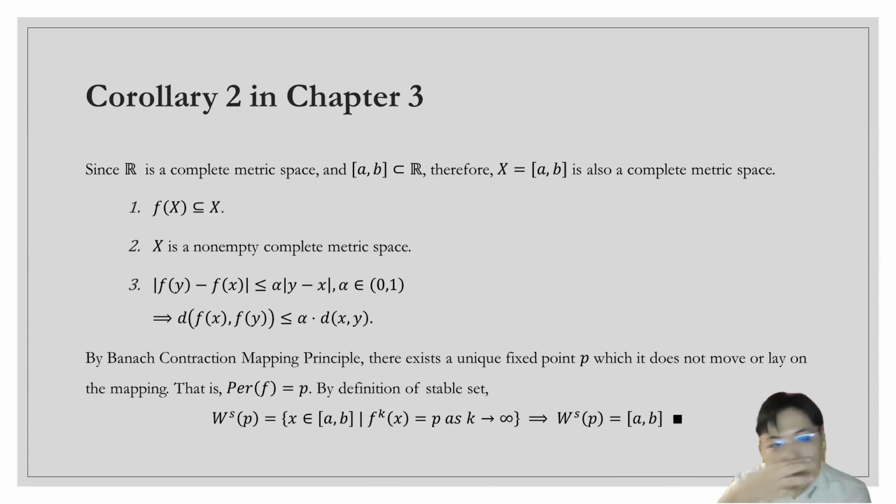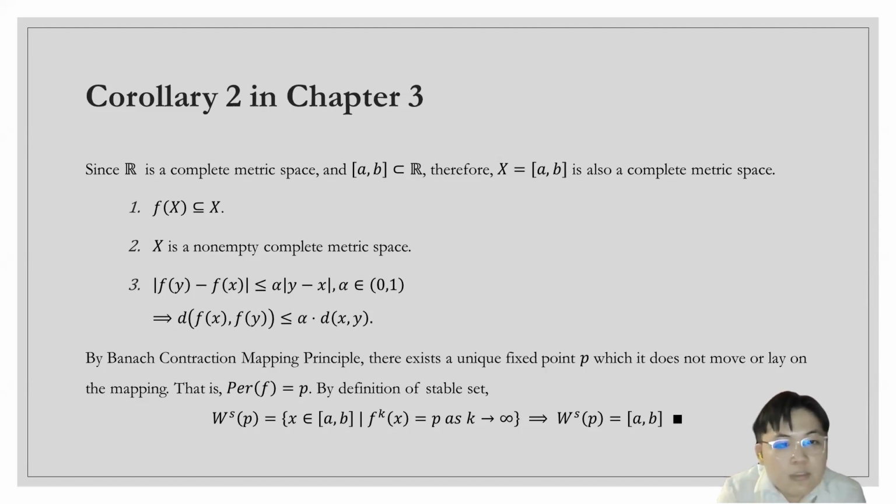Then, since the real numbers form a complete metric space and X equals the closed interval [a,b] is a closed subset of the real numbers, therefore X is also a complete metric space. Now we have three pieces of information. First, the function f maps X into a subset of X. Second, X is a non-empty complete metric space.